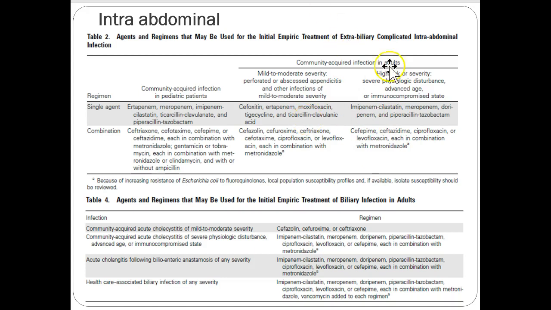Now, these are extrabiliary complications. For biliary infections, like a cholecystitis, it's a little bit more basic right away, and then it moves on to basically become the exact same thing as what we just talked about.